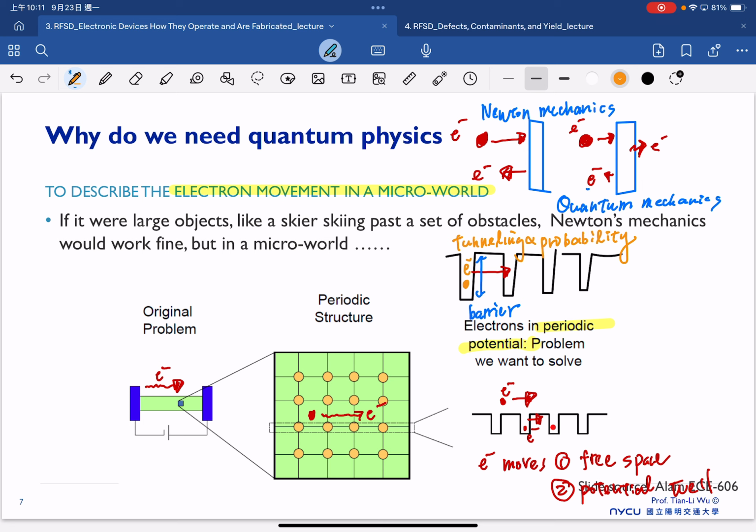So in the end, this is the main conclusion we learn from quantum physics: when the electron is moving inside the semiconductor material, even if there is some barrier, some potential wall, the electron might still be able to tunnel. But after the tunneling, we cannot determine the electron precisely. We can only use probability to describe how high the chance is that the electron can move to this place. So that's what quantum physics teaches us.